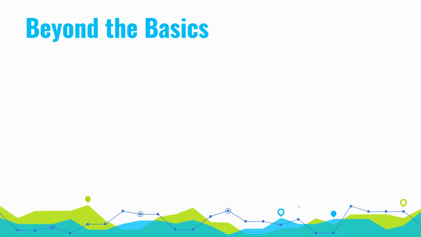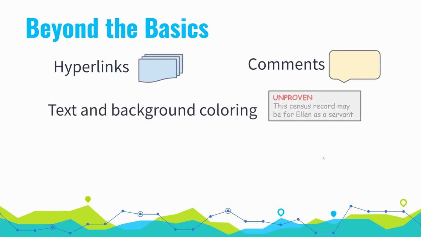Okay, so those are the basics of the timeline grid, but now let's talk about some of the bells and whistles that you can use in these type of electronic documents. We're going to talk about how you can use hyperlinks and comments, text and background colors. We looked at that a little, but we'll go into more detail.